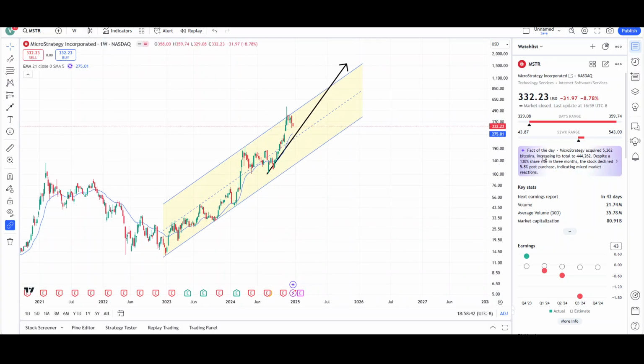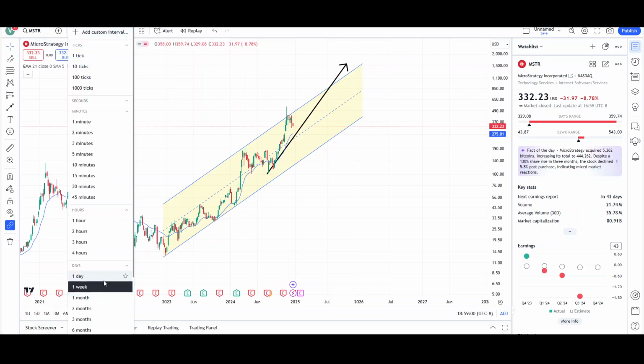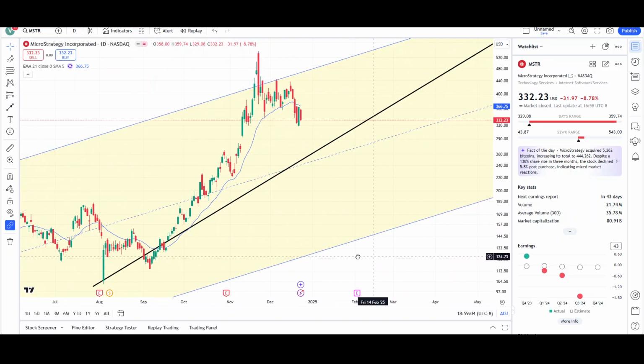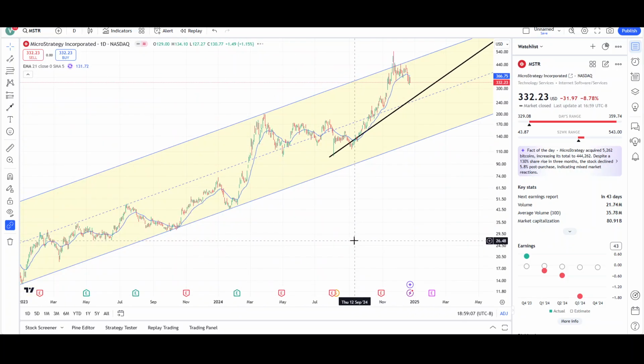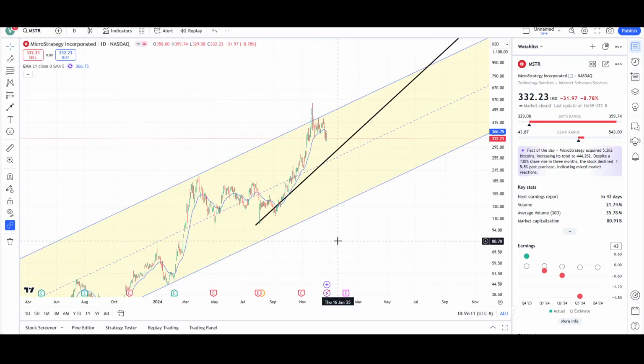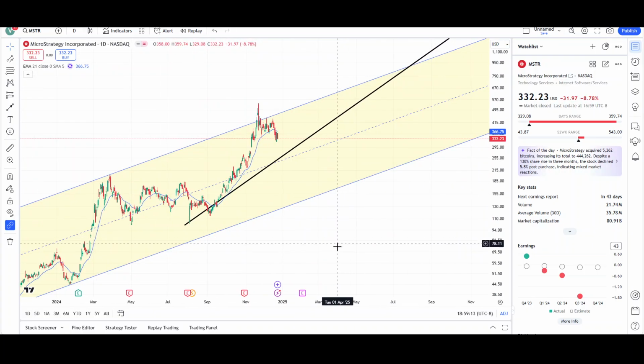We can go over the fact of the day real quick. MicroStrategy acquired 5,262 Bitcoins, increasing its total to 444,262. Despite a 130% share rise in 3 months, the stock declined 5.8% post-purchase, indicating mixed market reactions. Technically, it's almost 9%. So overall, they're still continuing to buy Bitcoin, which is what shareholders want. That's a lot of Bitcoin. I don't think any company will probably be able to catch up to that, or even any government, because they're going to also continue to buy more Bitcoins, MicroStrategy.